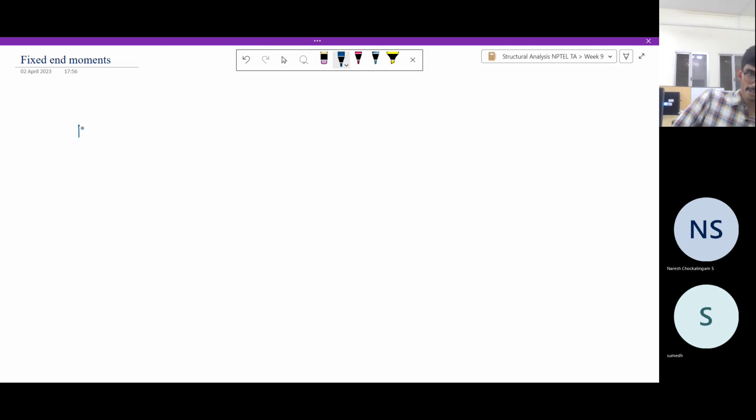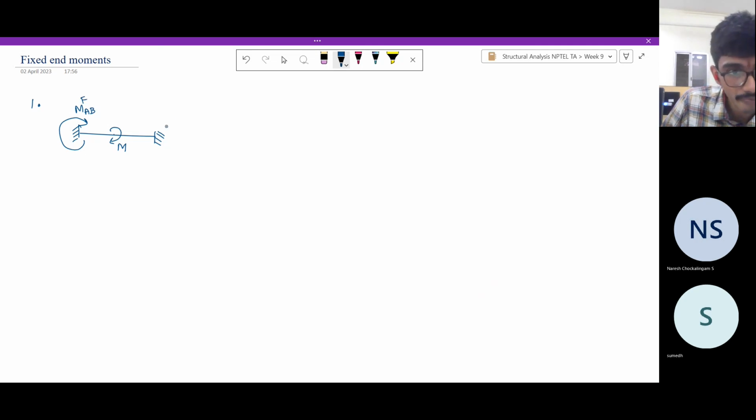We can use any method. So first, let us consider this. In this, we have a mid-span concentrated moment of intensity M. Now this will generate support moments M_AB^F and M_BA^F. Now how can you determine this? So this problem is anti-symmetric.